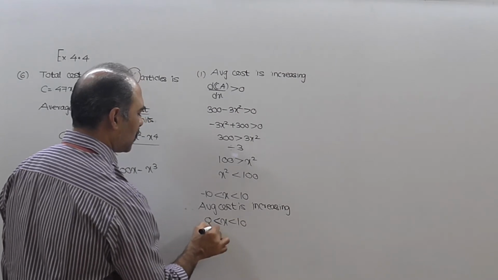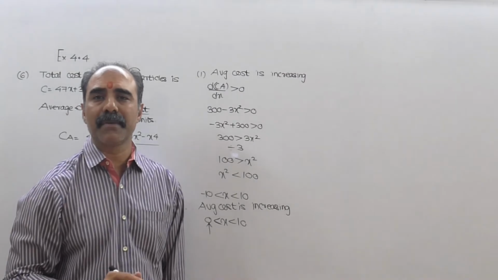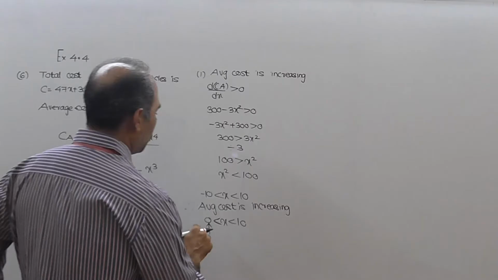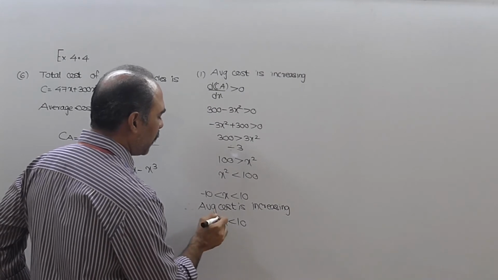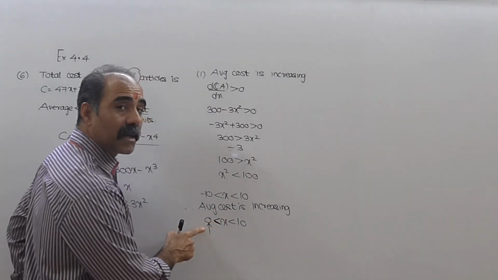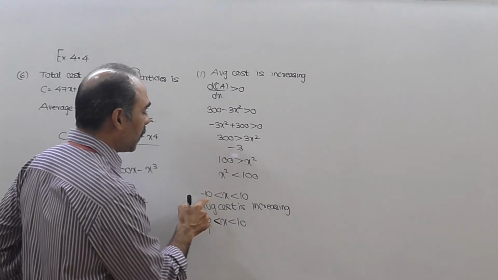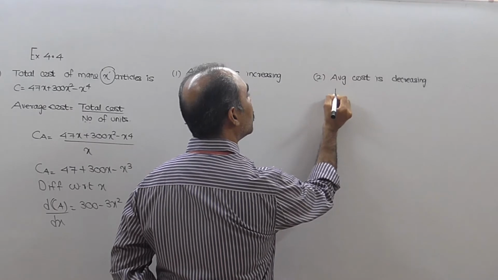Now you have to understand why I am writing here greater than 0. Number of units cannot be negative. So you have to take x is greater than 0. See why you have to take x is greater than 0? Because number of units can never be negative. Since number of units cannot be negative, you can say that x is greater than 0, less than 10 instead of taking minus 10. Second part of the sum is find x for which the average cost is decreasing.